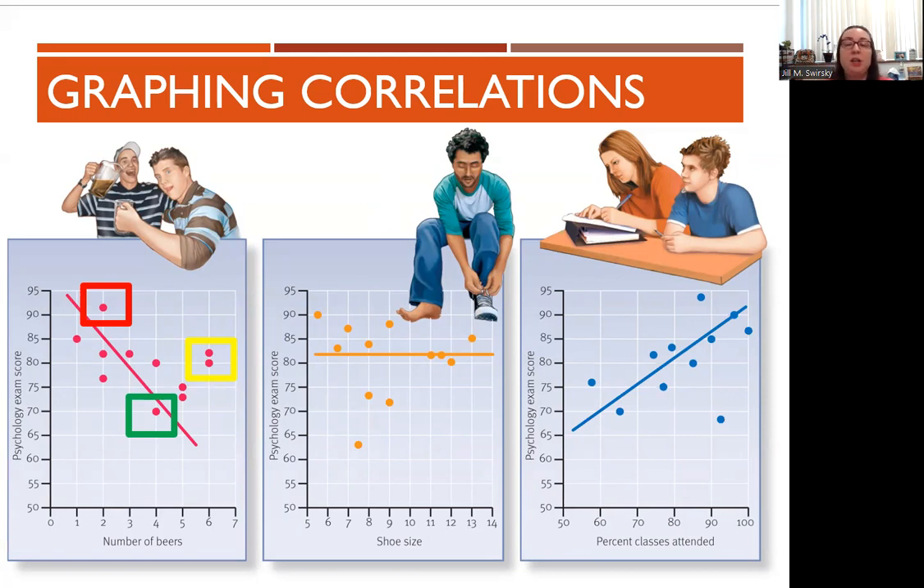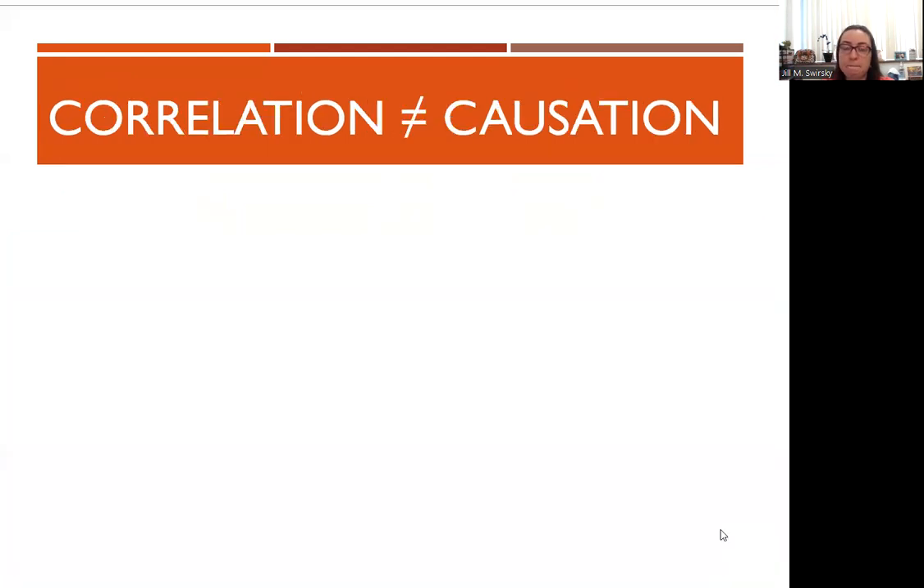All that matters is that they're moving in the same direction. As exam score increases, or as percent of classes increases, exam score increases. As percent of classes decreases, exam score decreases. They're moving in the same direction.